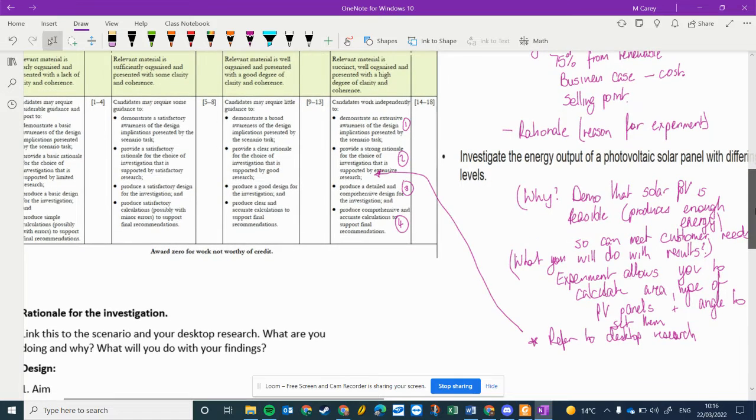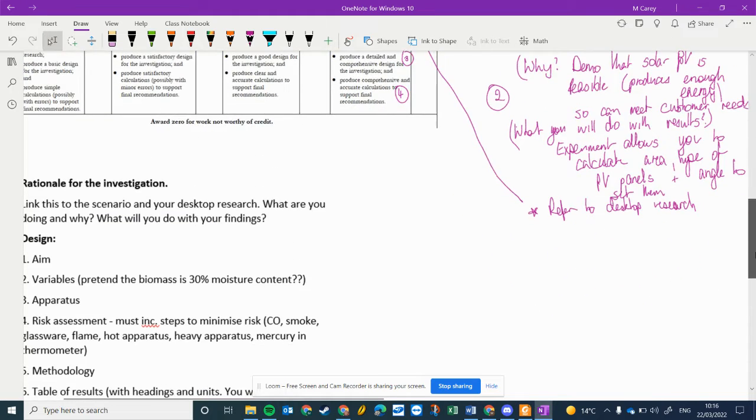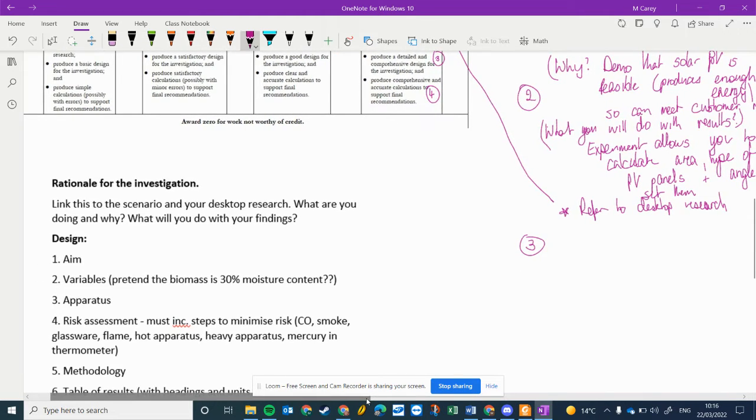Right, next thing, 3. Where are we at? 1, 2, and 3. I think I must have explained 3 already. This is from another one. We've kind of got the aim. Would you give an aim? Yes, I suppose so. Now you're going to describe your practical and your design.